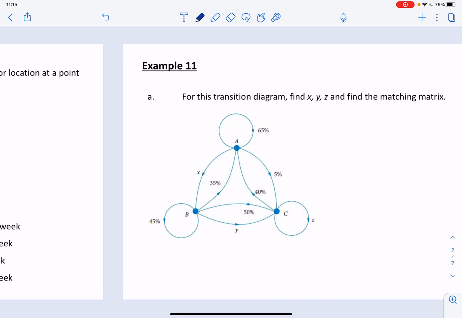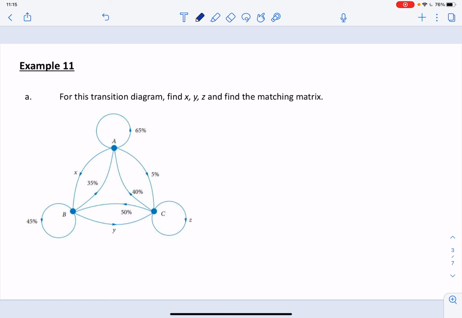All right, so starting on examples. Example 11. If you're working through your textbook, I'm on page 87. For this diagram, find X, Y, and Z and find the matching matrix. So we've got a couple of things to do here. First of all, we've got to add up all of our percentages, remembering that each letter, so the letter A, has to equal 100%.